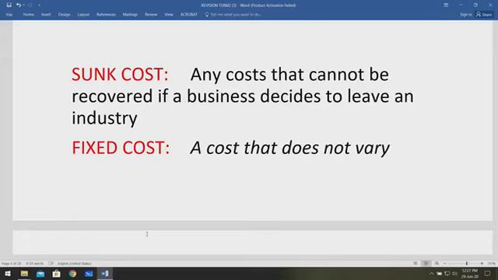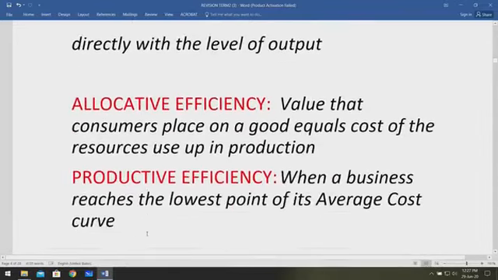Your sunk costs, on the other hand, are costs that you cannot recover if you decide to leave an industry. So monies you've paid out to set up, maybe you had to expand the building you were renting, or you had to make some improvements. Sometimes you cannot recover all of those costs, okay?